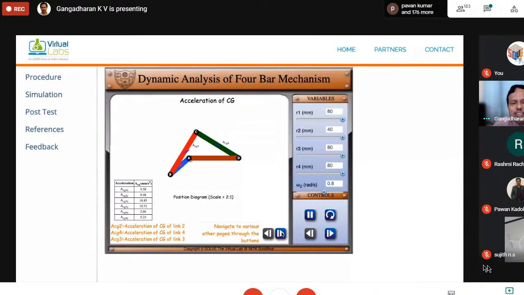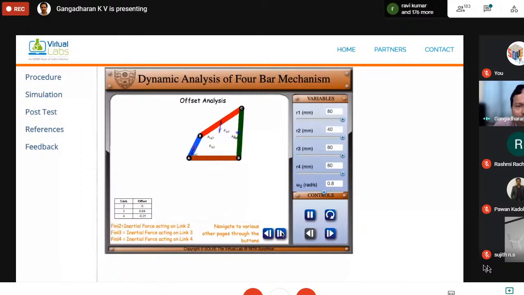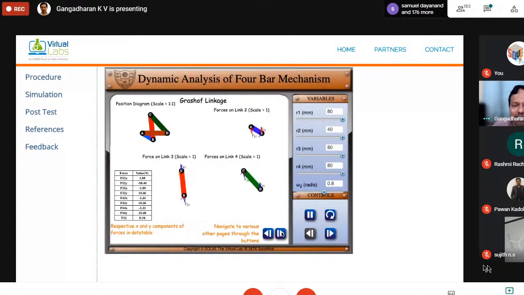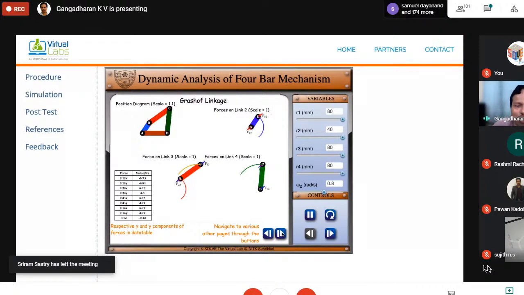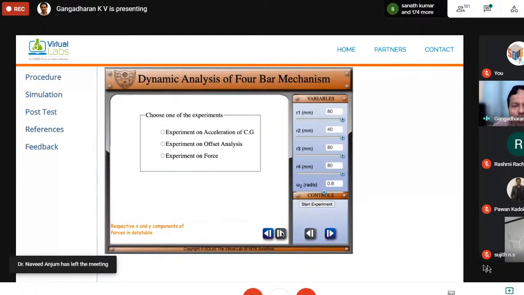Now, this is called acceleration at CG. Then I will find out what is the reaction force or inertia force which we have. Then you can split this and make the links separate, and then do further analysis. Whether you want to experiment on acceleration at CG, or you want offset analysis, or force analysis, all that can be done. So this is one activity.